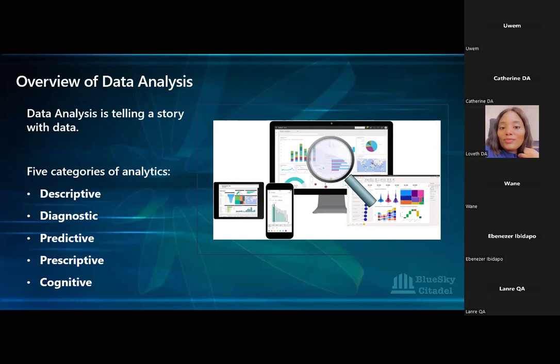The next one is predictive. Who can tell me something about predictive? What will happen? How do we mitigate it from what has happened? What will it cost us? Okay. Predictive: predict the impact of what has happened. You want to predict it ahead.